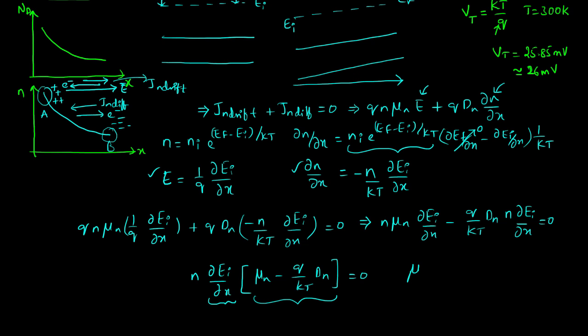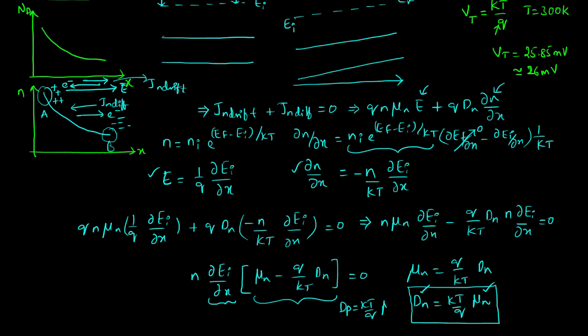So we can write mu n as q over kT times Dn, and I can rewrite this as Dn is equal to kT by q times mu n. So this is the expression which is called the Einstein relation between diffusion constant and mobility. In similar lines, we can prove that Dp would be equal to kT over q times mu p.